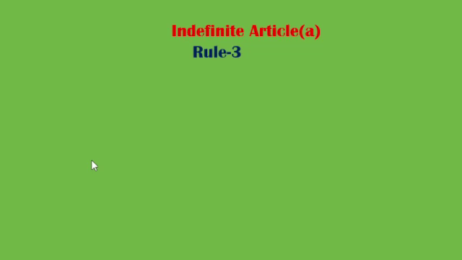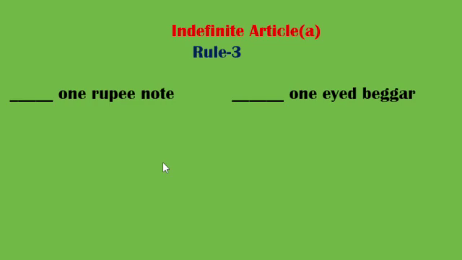A is used before singular common nouns beginning with vowel letters that start with a W sound. Let's see the examples here. Dash 1 rupee note. If you observe the first one, 1 rupee note. Here the word 1 begins with O. What is O? O is a vowel letter.